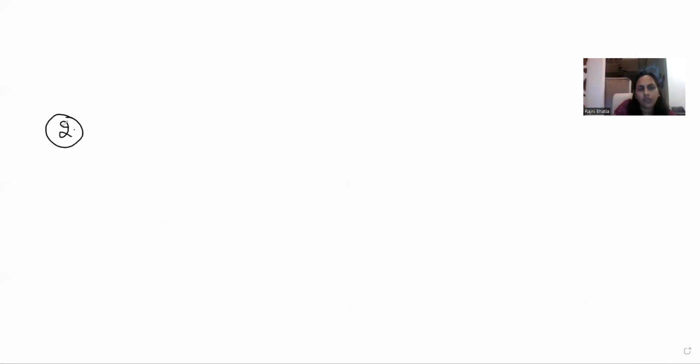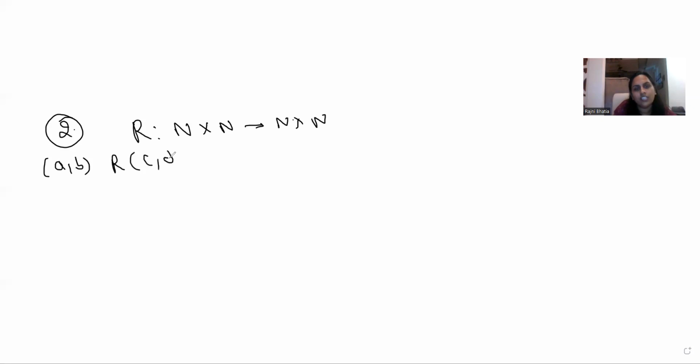Now the second type of question is related to this only. R is defined on N cross N to N cross N. R is defined as AB is related to CD if and only if AD is equal to BC. Now try and understand the relation. It is AD is equal to BC. That is, the product of the first and the last term is equal to the product of the middle two terms. So first we are going to check for reflexive.